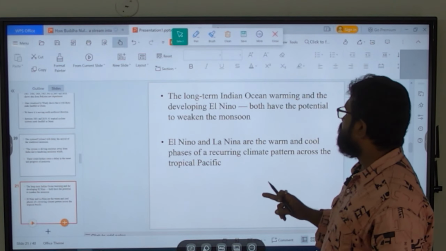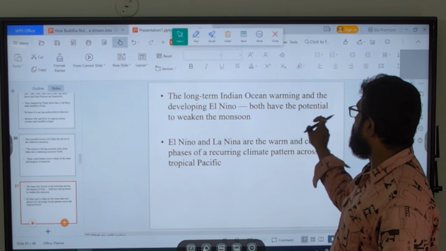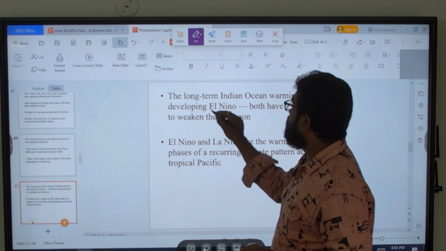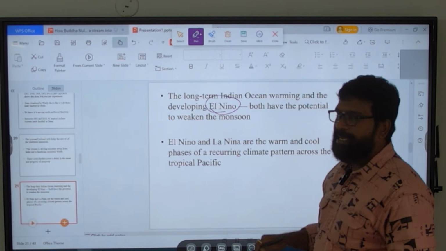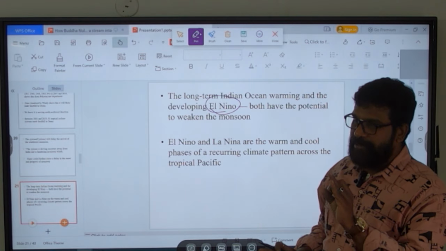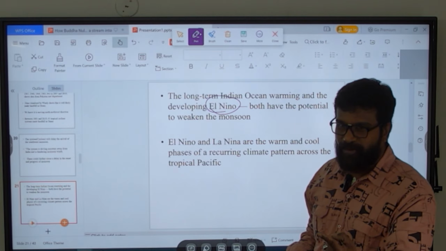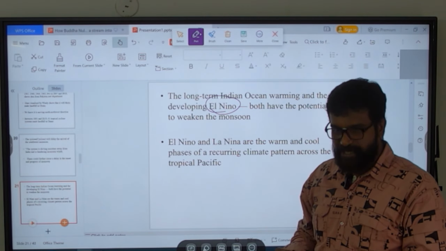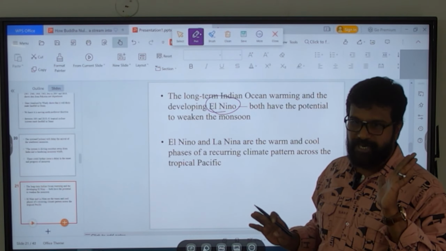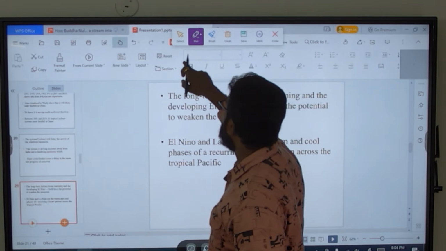So you see this. The long-term Indian Ocean warming and the developing El Nino both have the potential to weaken the monsoon. I told you, when the El Nino effect occurs in the Pacific Ocean, it weakens the monsoon. That is one thing. The second thing is the Madden-Julian oscillation, which favors stronger cyclones, so it also weakens the monsoon. That's why this year, with both El Nino and the Madden-Julian oscillation, we have a problem with the monsoon. So that is the problem we have.